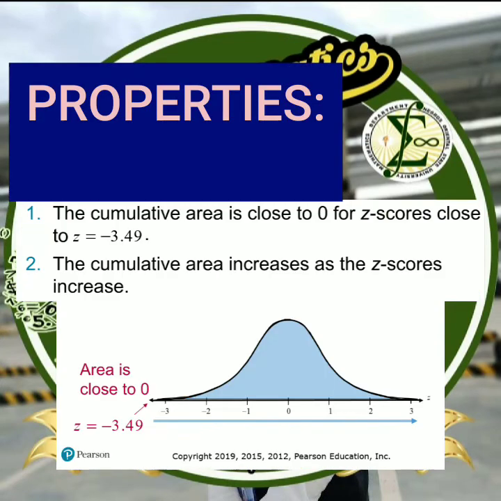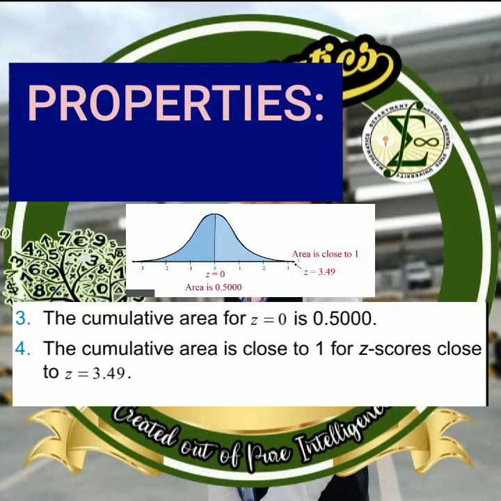So the properties are: first, the cumulative area is close to 0 for z-scores close to z is equal to negative 3.49. Second, the cumulative area increases as the z-scores increase. Third, the cumulative area for z is equal to 0 is 0.5. And fourth, the cumulative area is close to 1 for z-scores close to z is equal to 3.49.